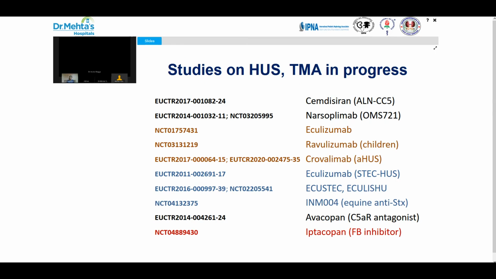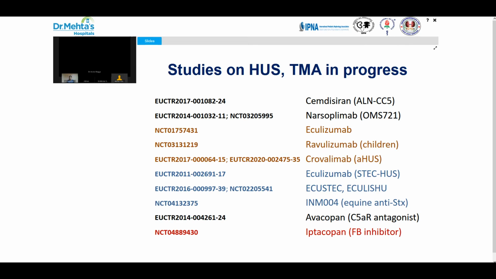A number of other drugs are being examined. I won't take too much time here; we can take this during questions. But clearly the last line, iptacopan, which is a factor B inhibitor, is an oral agent that's going to start trials in India now. Very soon, maybe in the next 3 months, they're going to be starting adult trials. That is something we are looking forward to, and the benefit would be that this is an oral drug. And clearly, there are trials happening with eculizumab, ravulizumab, and even crovalimab, which is an eculizumab-like drug. And the Eclustex and Eculishu trials are looking at the role of eculizumab in Shiga toxin-associated HUS, and so on.